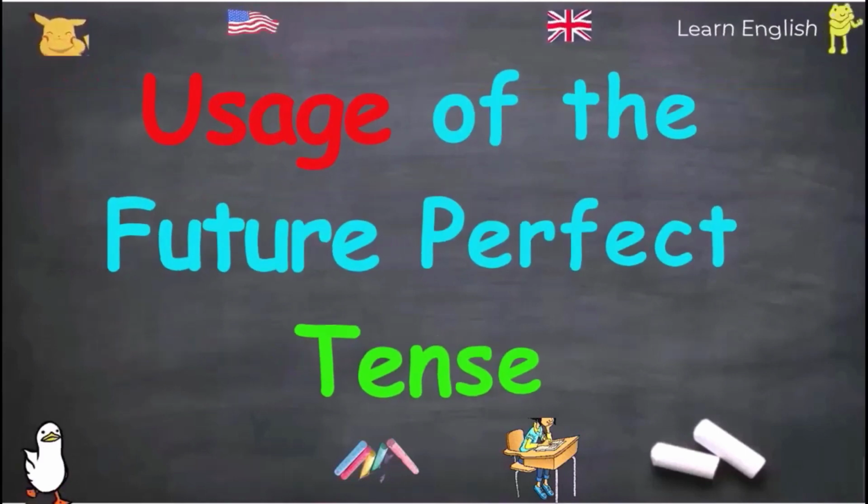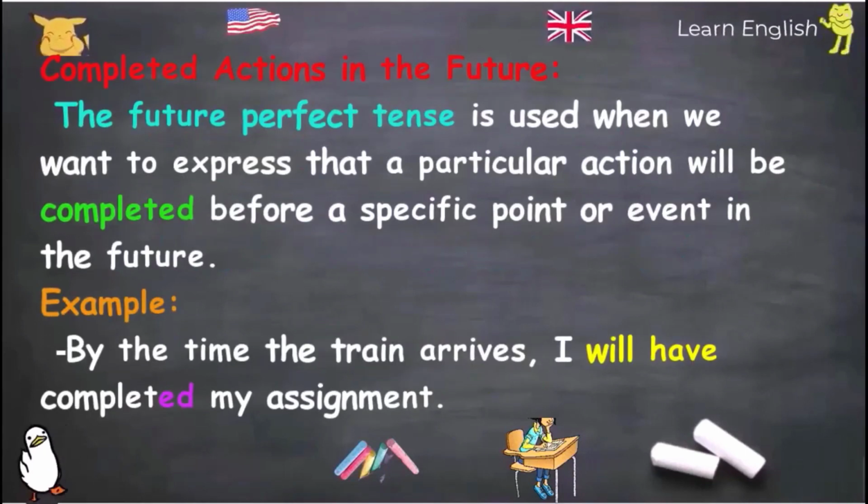Usage of the future perfect tense. Completed actions in the future. The future perfect tense is used when we want to express that a particular action will be completed before a specific point or event in the future. Example: by the time the train arrives, I will have completed my assignment.